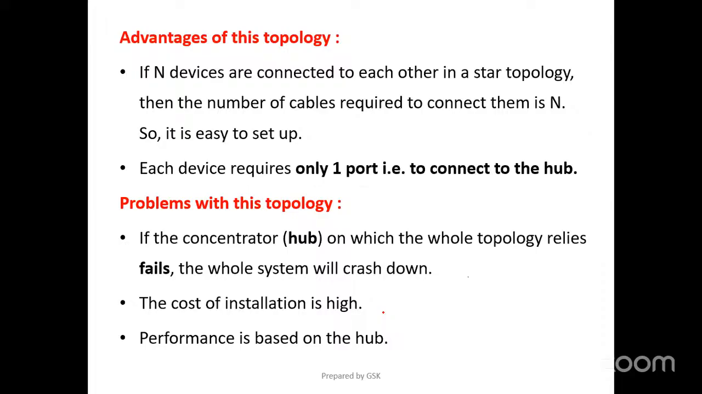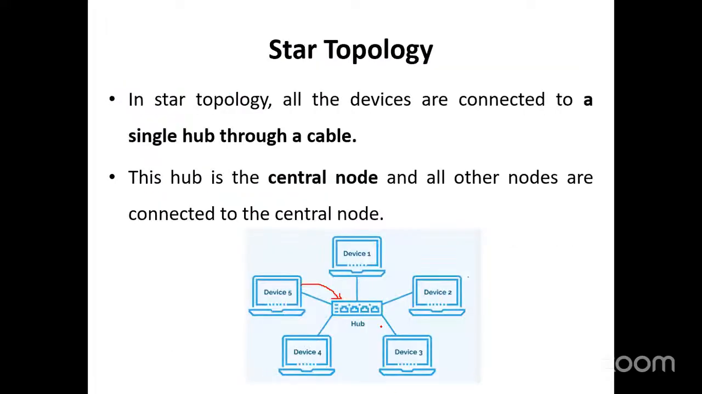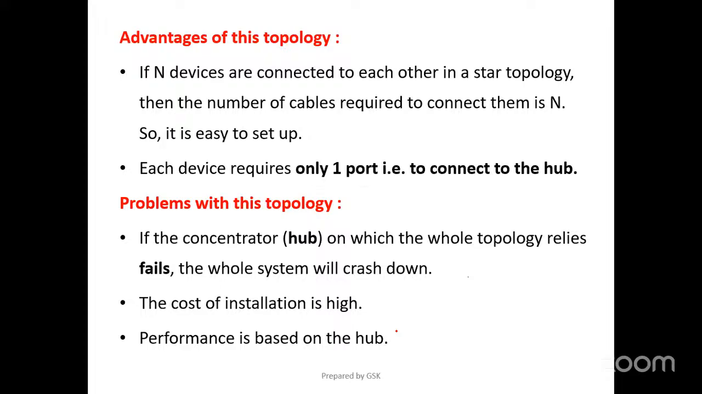Then problems with this topology: if the central node, that is the hub, fails, obviously the complete topology fails. See, suppose there is a problem that occurred to this hub. All the systems are connected through the hub only. If there is a problem in the hub, that disturbs all the network. Very simple. The cost of installation is high.